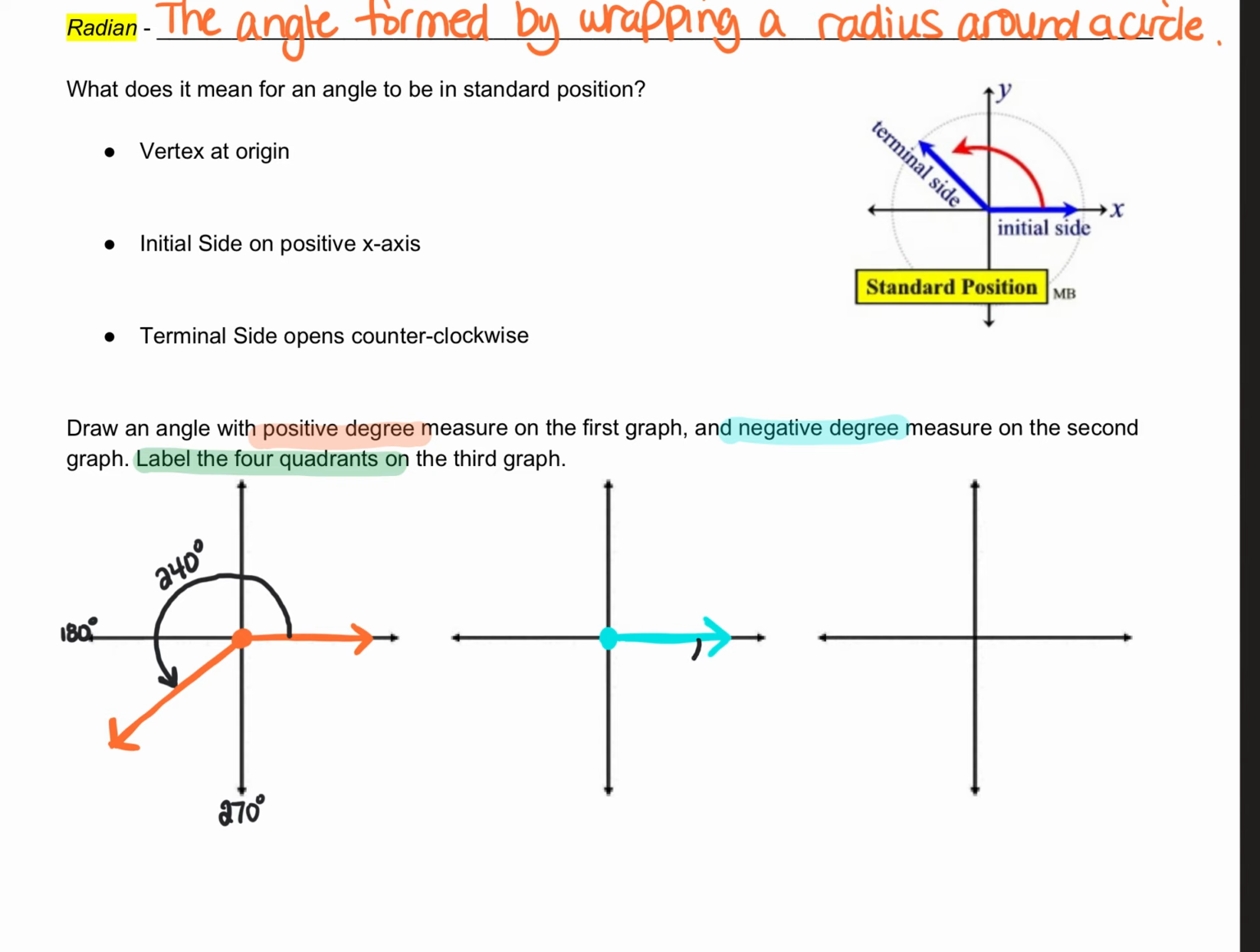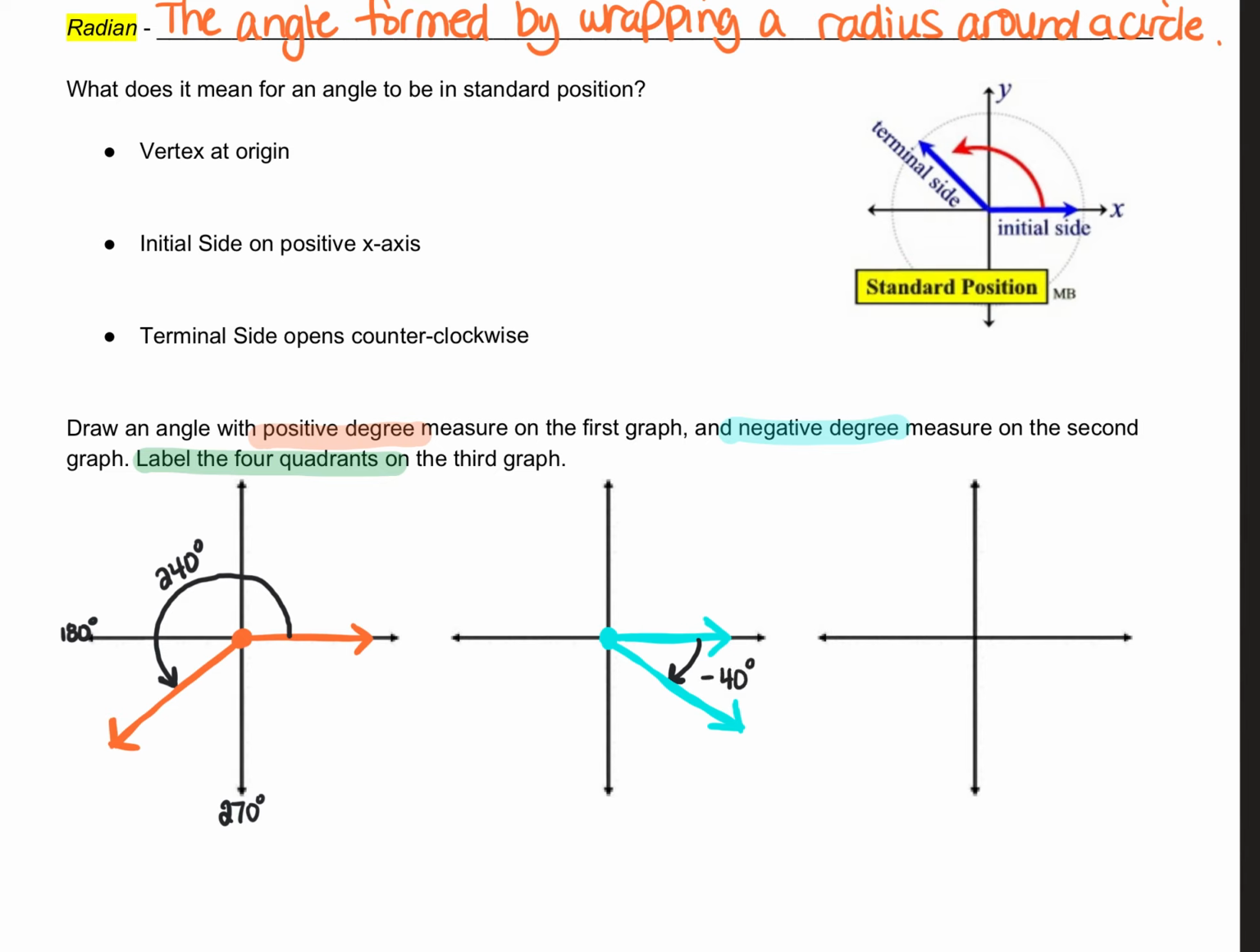I'm going to do a shorter, smaller rotation here. Just going to rotate backwards like that. And then I'm going to draw in my terminal side. So that is my terminal side. Now, I have rotated less than 90 degrees. If I rotated all the way to here, that would be a negative 90 degree angle of rotation. I'm less than that, so we can call that, I don't know, maybe negative 40 degrees.